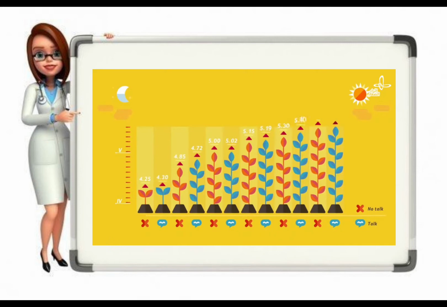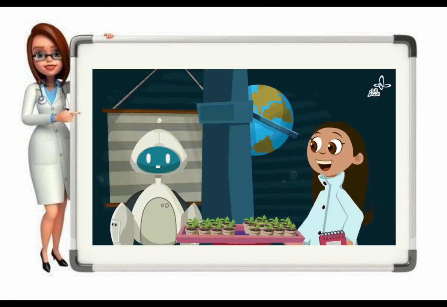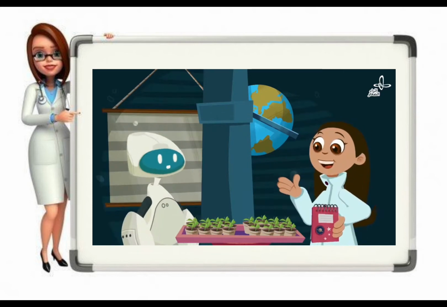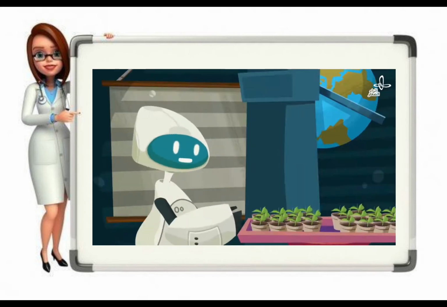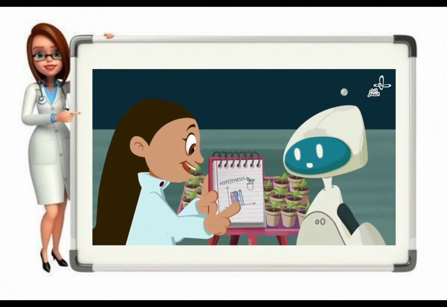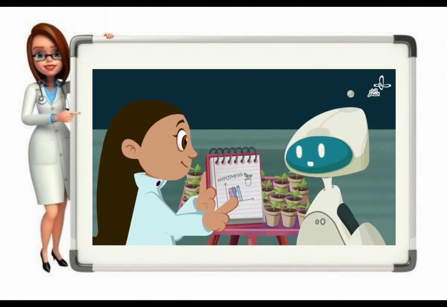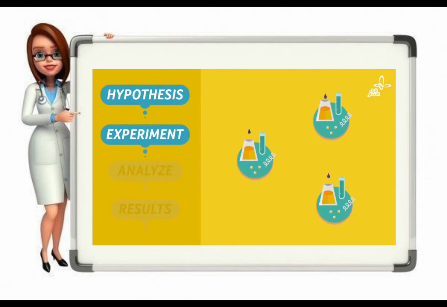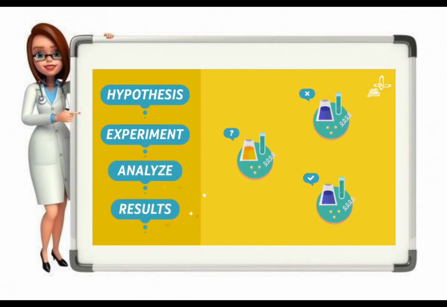I guess I was wrong. Don't worry, Robo. You're not wrong. It's just that the data doesn't support your hypothesis. What do you mean? Check it out. See here? How you made your hypothesis? Yeah? At the end of an experiment, the data either supports your hypothesis or does not support your hypothesis. In this case, the data did not support the hypothesis, but it doesn't mean you're wrong.